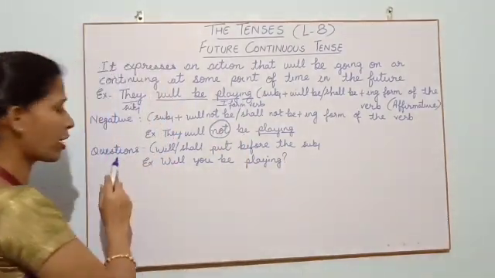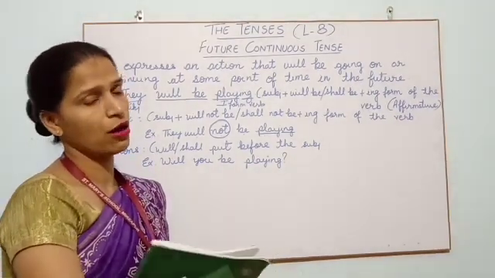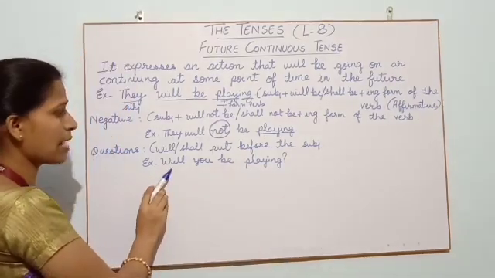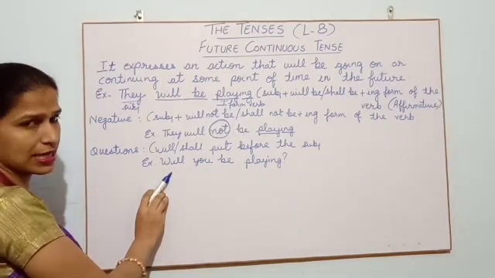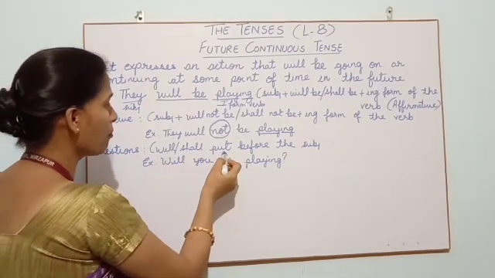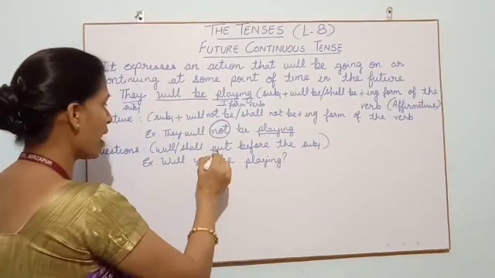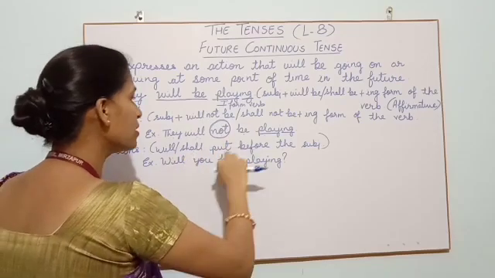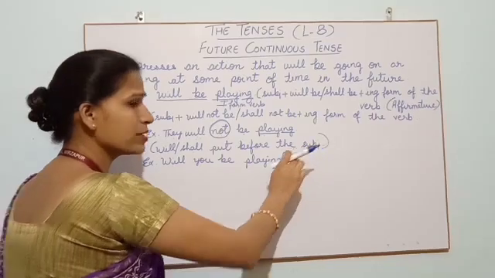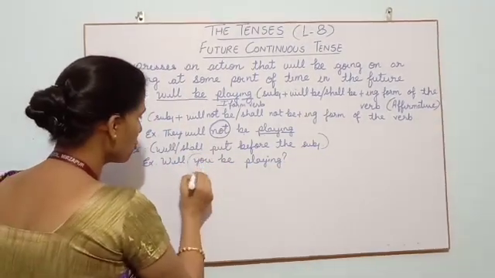Now, when I am talking about questions, again in the same manner we have two kinds of questions, WH questions and yes or no type. I have taken one example for yes and no type. The formula is will or shall put before the subject. This is written in your book. What is your subject? The one who is doing the action. Let's see, who is doing the action? You is doing the action.